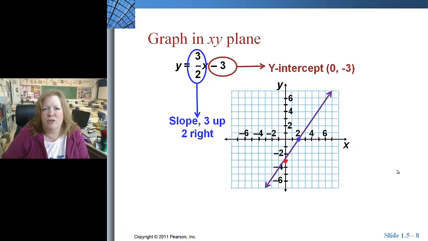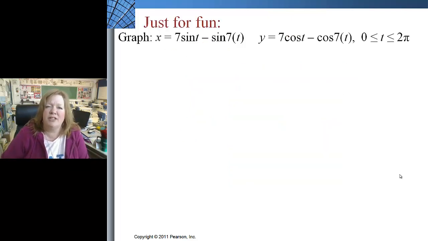That's what they're going to ask you to do on the homework, is they're going to have you convert sometimes from parametric to Cartesian system and graph those points. I think you have what you need for the homework. Now I want you to grab your graphing calculator. We're going to do something just for fun, because these graphs can get kind of funky.